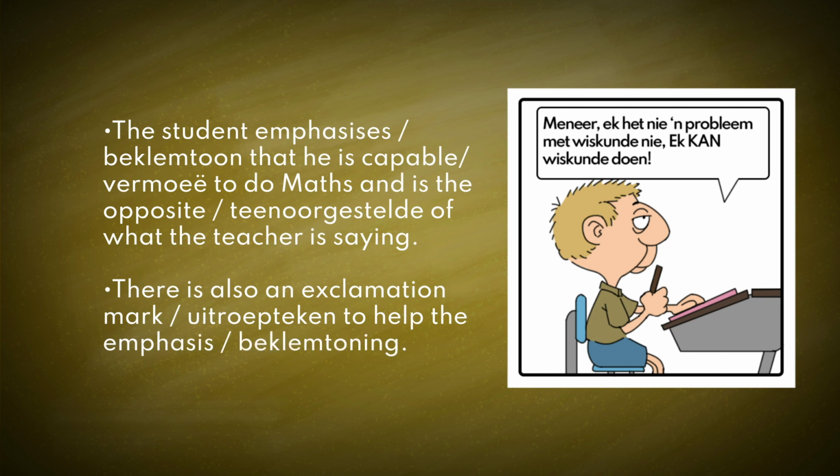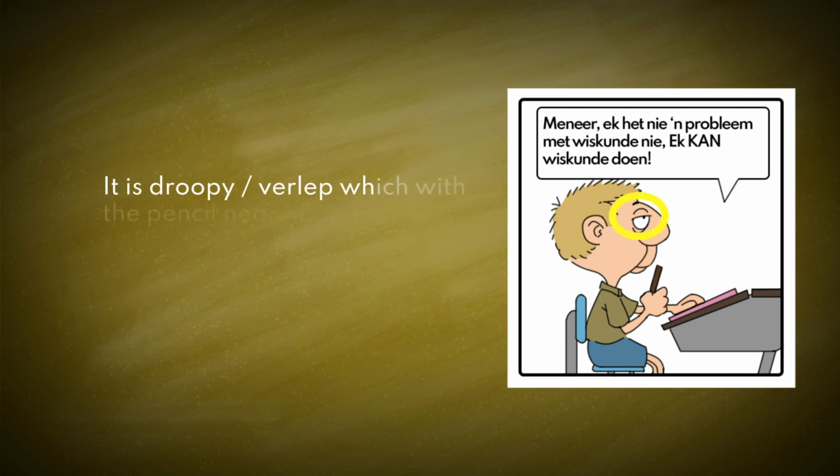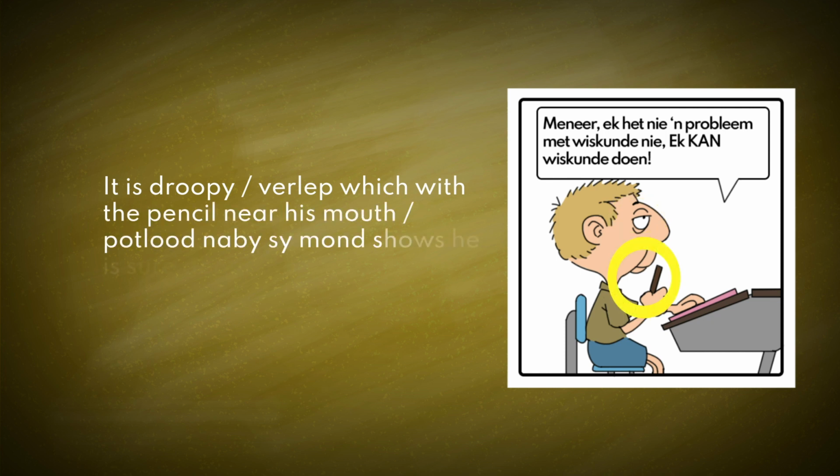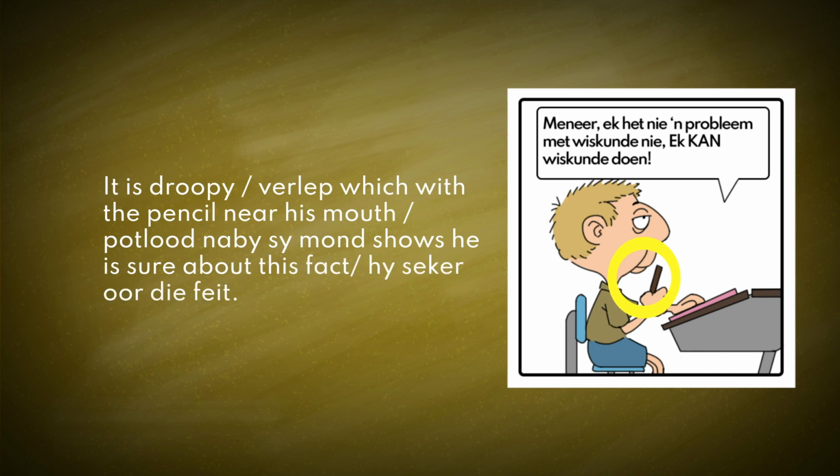Let's look at his eyes. It is droopy, verlep, which with the pencil near his mouth, die potlood naby sy mond, shows that he is sure about his fact. Hy is seker oor die feit.